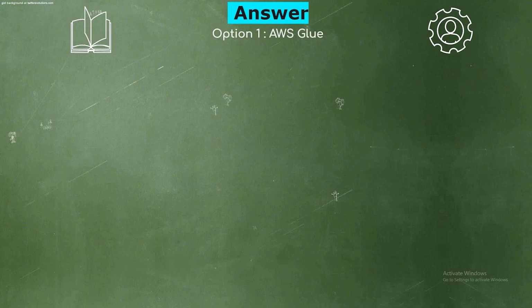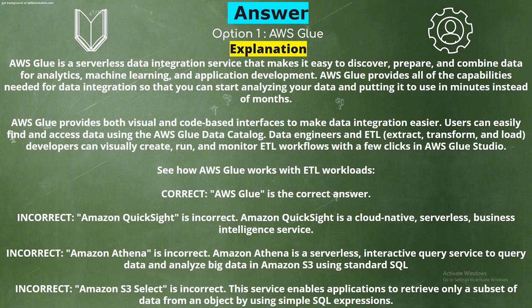AWS Glue. Explanation. AWS Glue is a serverless data integration service that makes it easy to discover, prepare, and combine data for analytics, machine learning, and application development. AWS Glue provides all of the capabilities needed for data integration so that you can start analyzing your data and putting it to use in minutes instead of months. AWS Glue provides both visual and code-based interfaces to make data integration easier. Users can easily find and access data using the AWS Glue Data Catalog. Data engineers and ETL, extract, transform, and load, developers can visually create, run, and monitor ETL workflows with a few clicks in AWS Glue Studio.